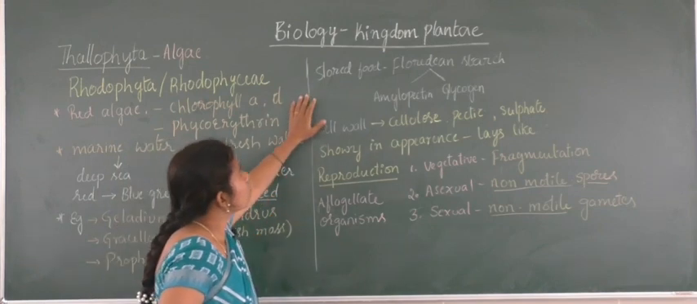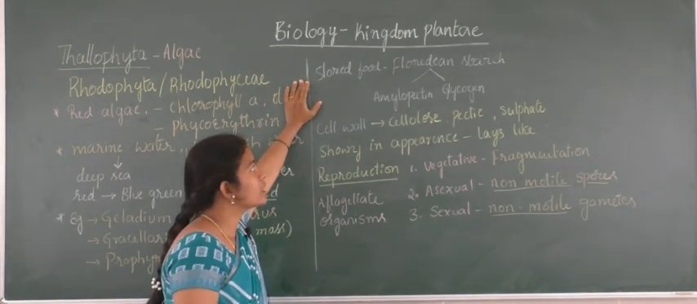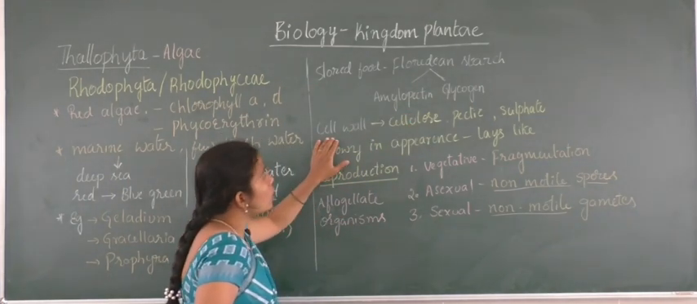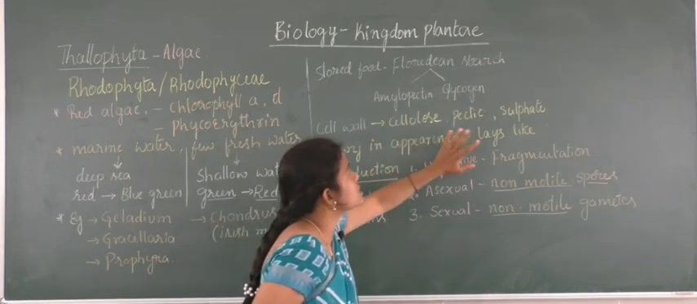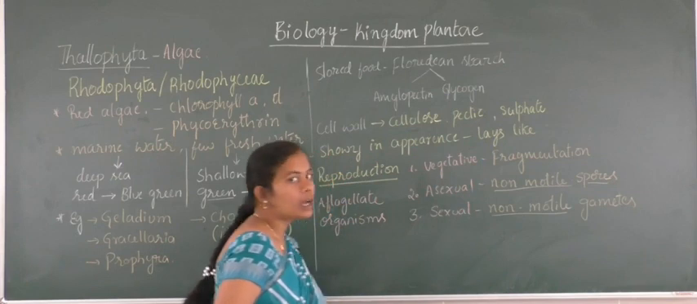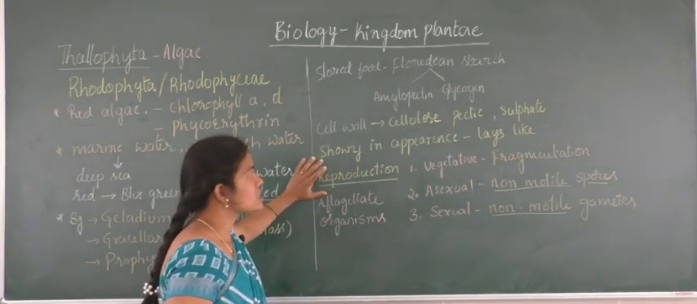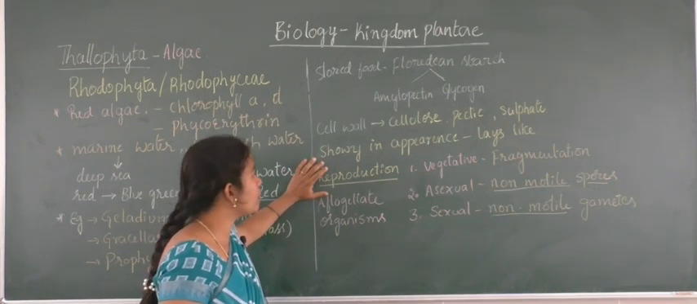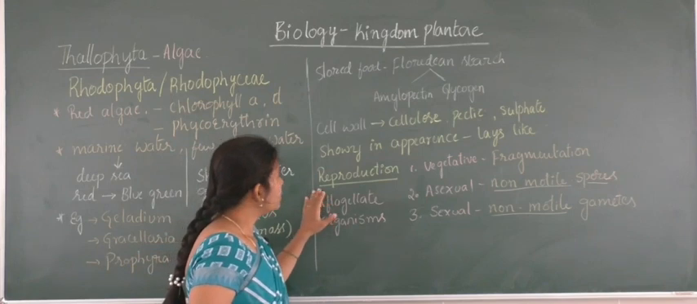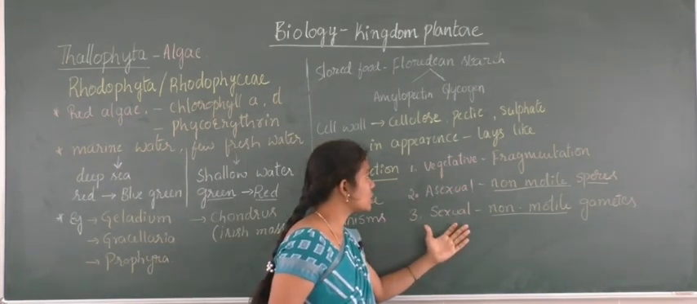Here they possess a stored food component called Floridean starch, and its content is amylopectin and glycogen. The cell wall is made up of cellulose, pectic and sulfate compounds. Here cellulose is the major component and the others are present in very trace amounts. Due to the presence of lace-like structures, they are showy in appearance. That's why they are used for ornamental purposes. And here the reproduction is by three methods: vegetative, asexual and sexual.